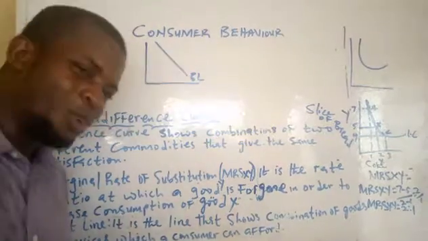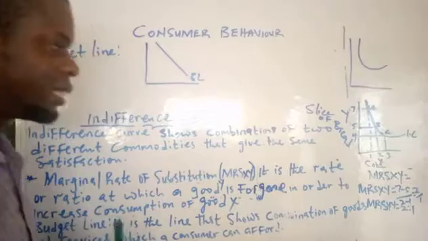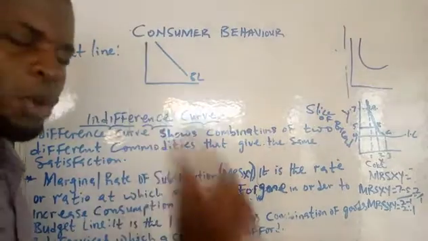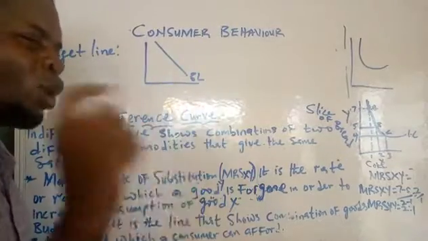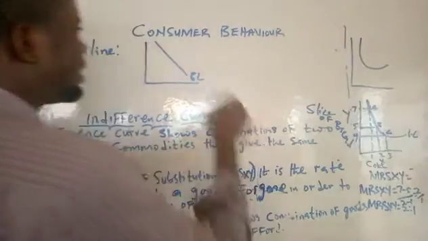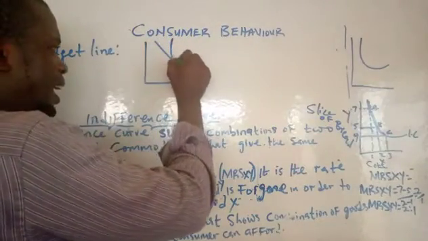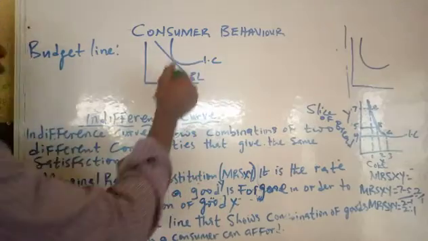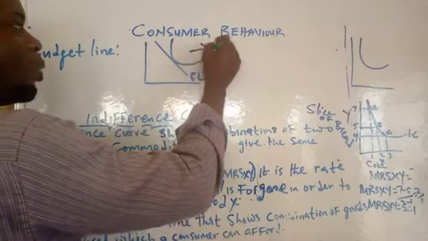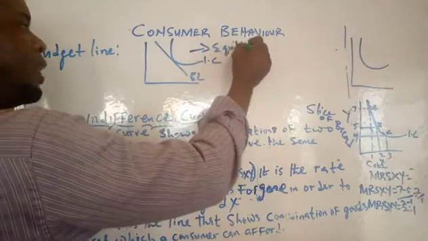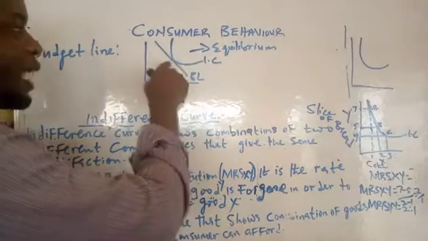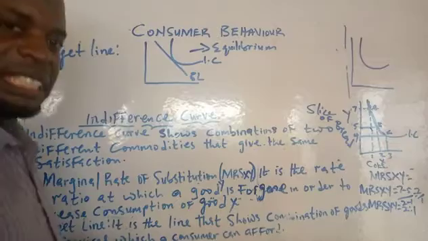Another point you need to understand and memorize is that they will ask you the equilibrium point. What is the equilibrium point of a consumer? The equilibrium point of a consumer is a point where the indifference curve is tangential to the budget line. Where the indifference curve sits on what? On the budget line. That is the equilibrium. Please take note of this. It's very, very important. Your equilibrium is a point where the indifference curve is tangential to the budget line.